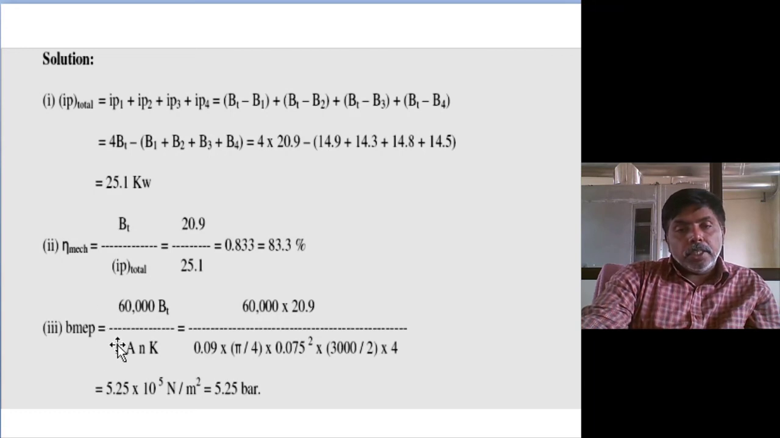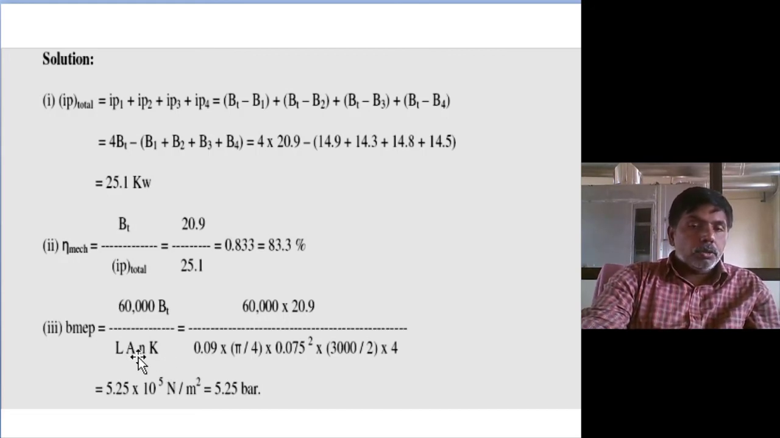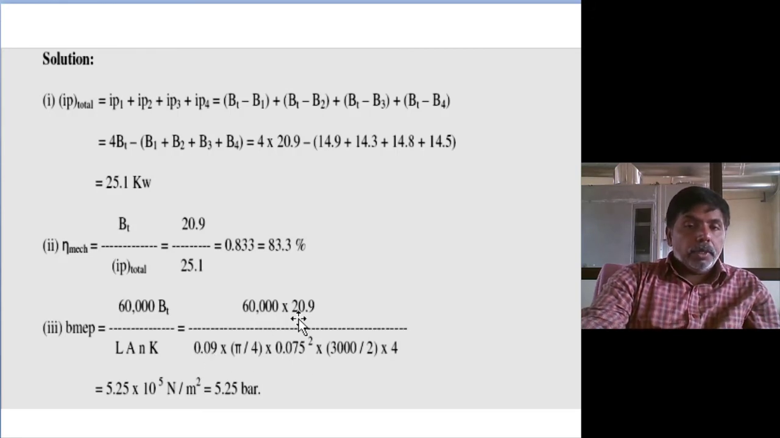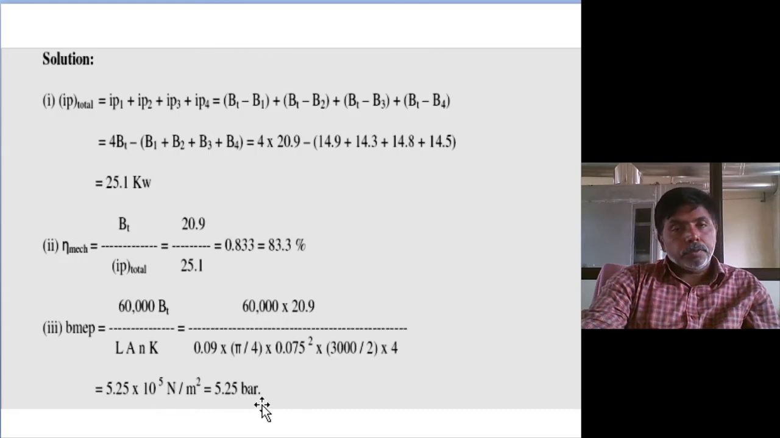Indicated mean effective pressure, length of the stroke, area of the cylinder, number of power strokes, and if multiple cylinders, into the number of cylinders. Two-stroke or four-stroke engine, so speed by 2. The speed and the number of cylinders 4, which is indirectly mentioned because they inoperated the cylinders 4 times. Diameter given, pi by 4 d square, stroke length 0.09 meter, and brake power 20.9 by 60,000 and 5.25 into 10 power 5 Newton per meter square.